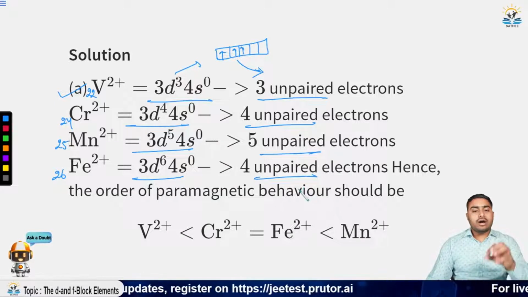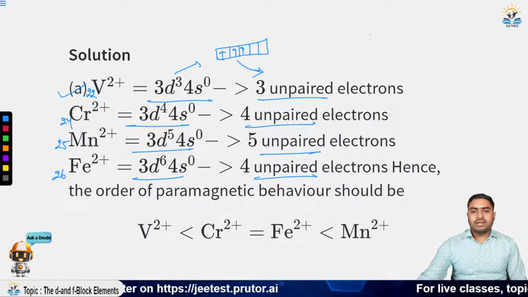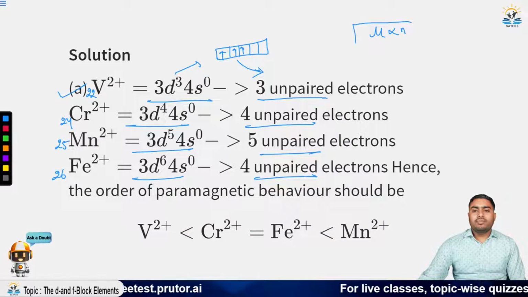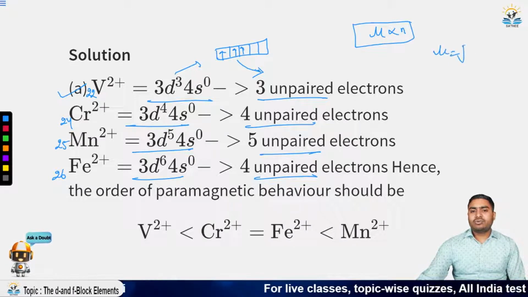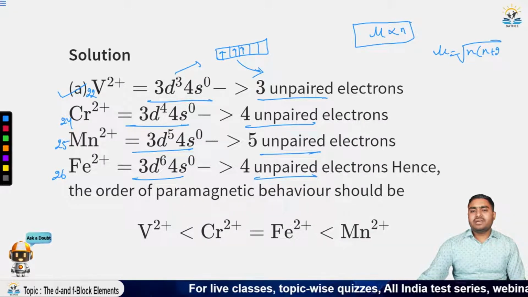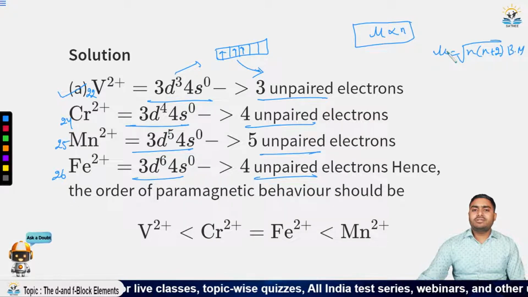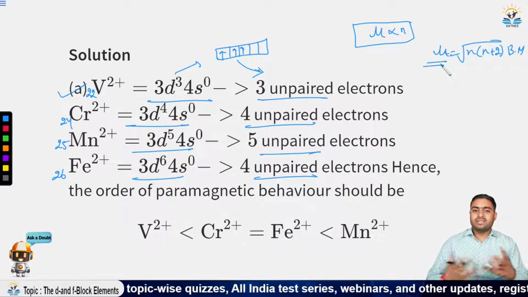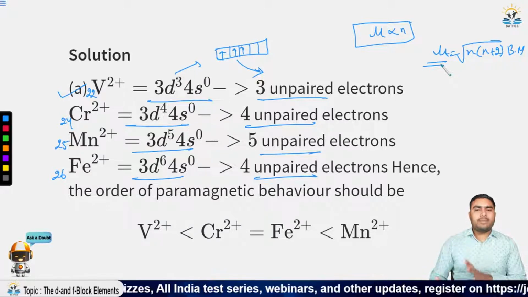Hence you can say, for the order of the number of unpaired electrons, μ is directly proportional to n, because the μ formula is under root n(n+2). If the n value is increasing, the μ value is increasing. If the μ value is increasing, the magnetic moment will increase, right? Definitely the paramagnetic nature will increase.